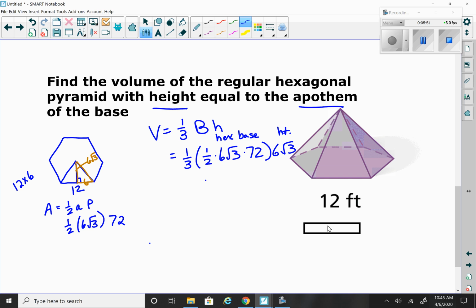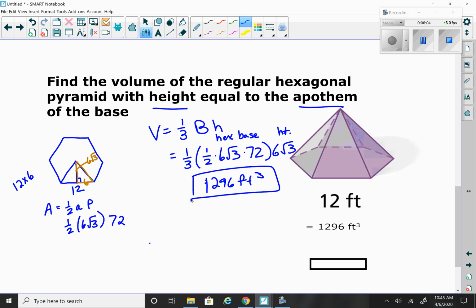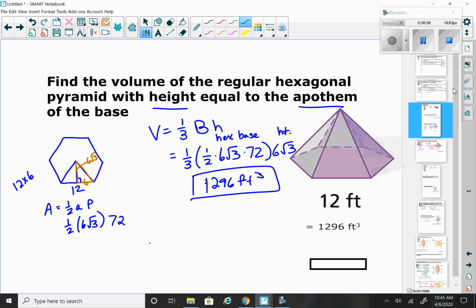Hopefully your radicals cancel out, so it's a nice whole number answer. There's no decimal here, so it's 1,296 feet cubed. So 1,296 feet cubed for the volume of this hexagonal pyramid. Okay, so that's our pyramids.